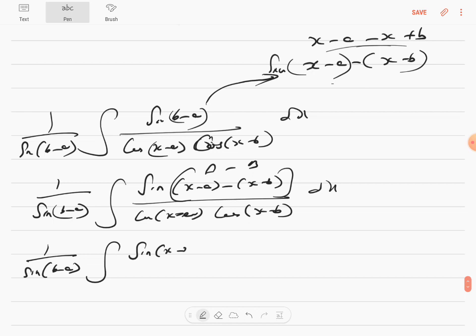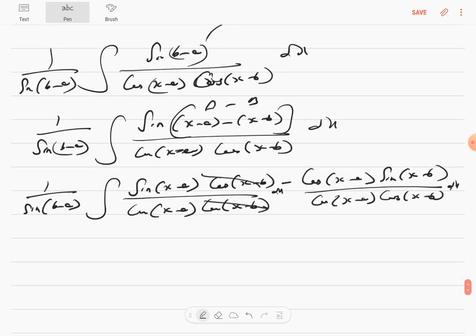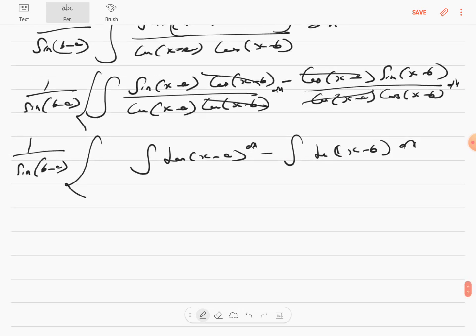So expanding, sin(x minus a) cos(x minus b) minus cos(x minus a) sin(x minus b), split the denominator, cos(x minus a) into cos(x minus b), dx. So cos(x minus b) is getting cancelled, cos(x minus a) is getting cancelled. 1 by sin(b minus a) was totally common. And this will become integration of tan(x minus a) minus integration of tan(x minus b) dx. Integration of tan x is minus log of cos x.